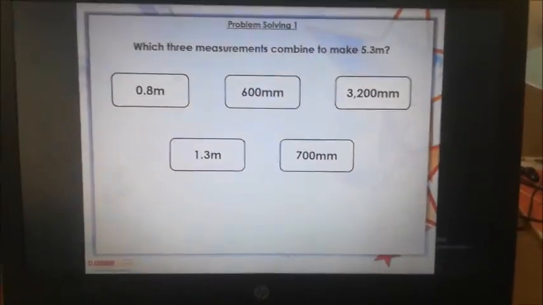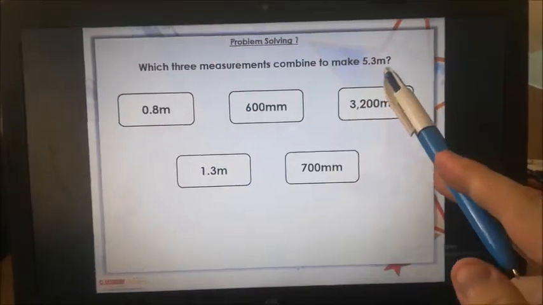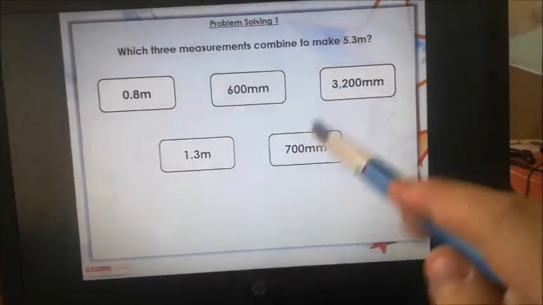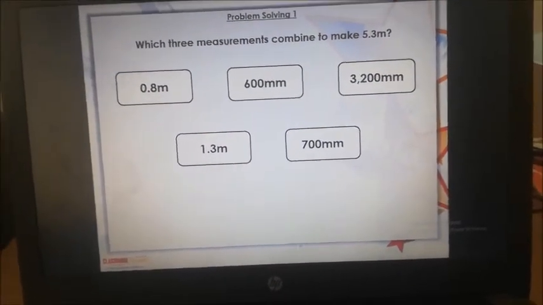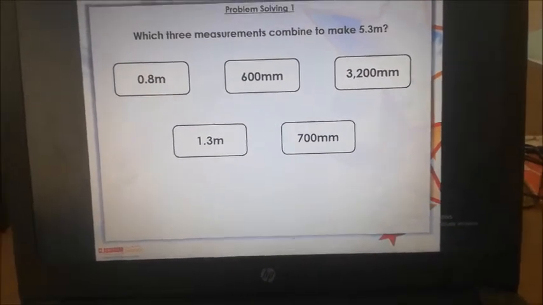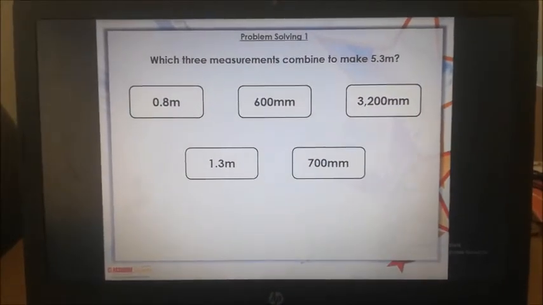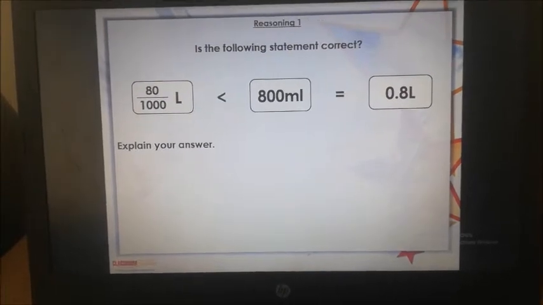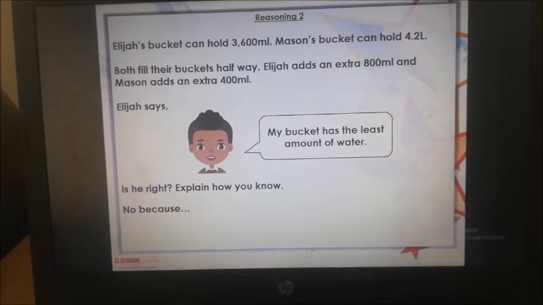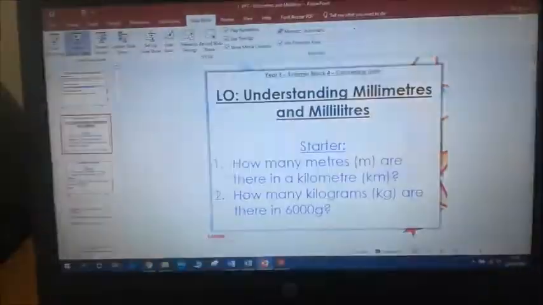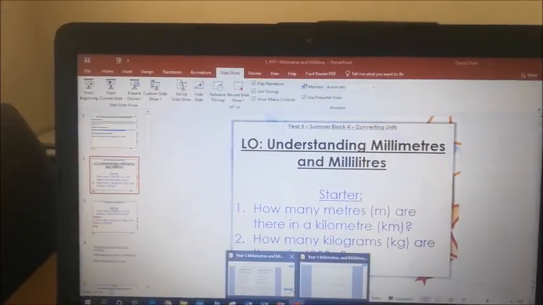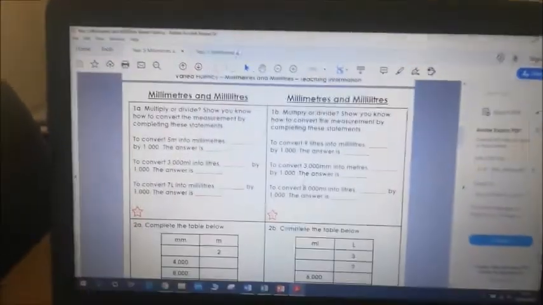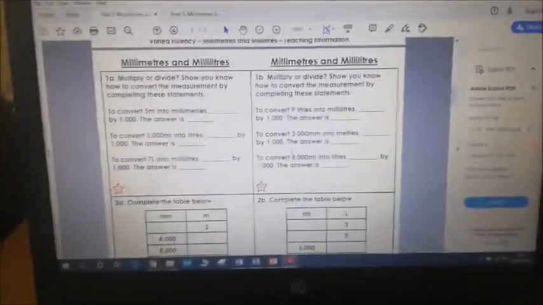Which 3 measurements could be combined to make 5.3 metres? That might not be quite so simple as first thought, but have a little go at that. Again, I would suggest converting them all to the same units. We've got some reasoning ones here as well, so reasoning 2. Work your way through as much as you need. As I say in most videos, we wouldn't go through the whole PowerPoint in class, so there's no need for you to go through the whole PowerPoint here.